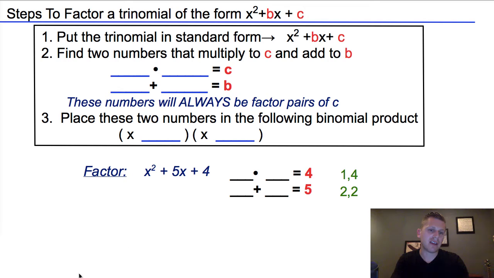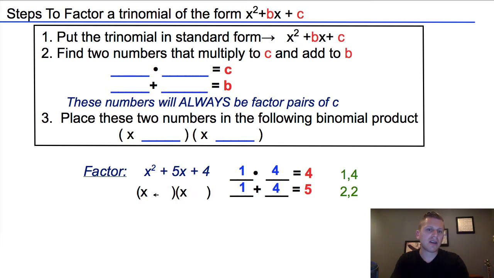Well, if you guess correctly, it is 1 and 4. Those are the 2 numbers that do this. Now, whenever I factor this, it always shows up in this binomial product every single time, and all I do is I fill in the blanks with the missing pieces.